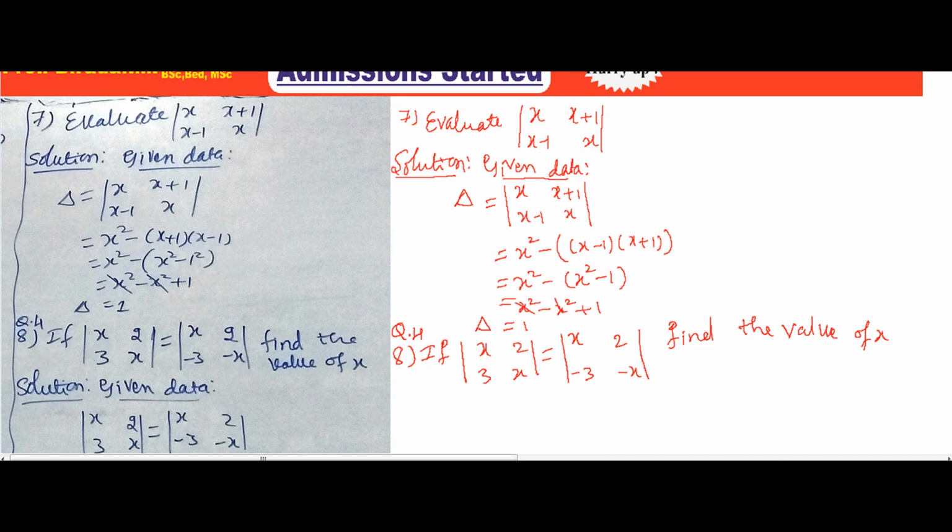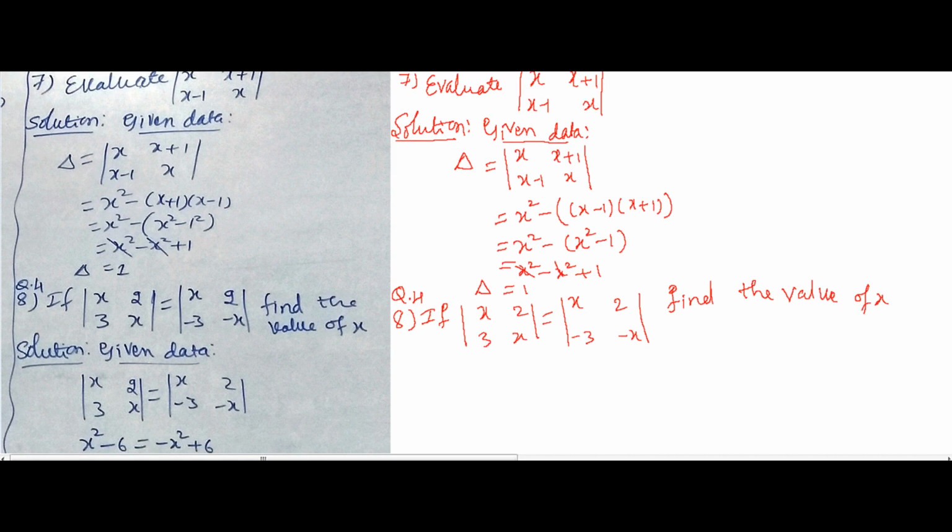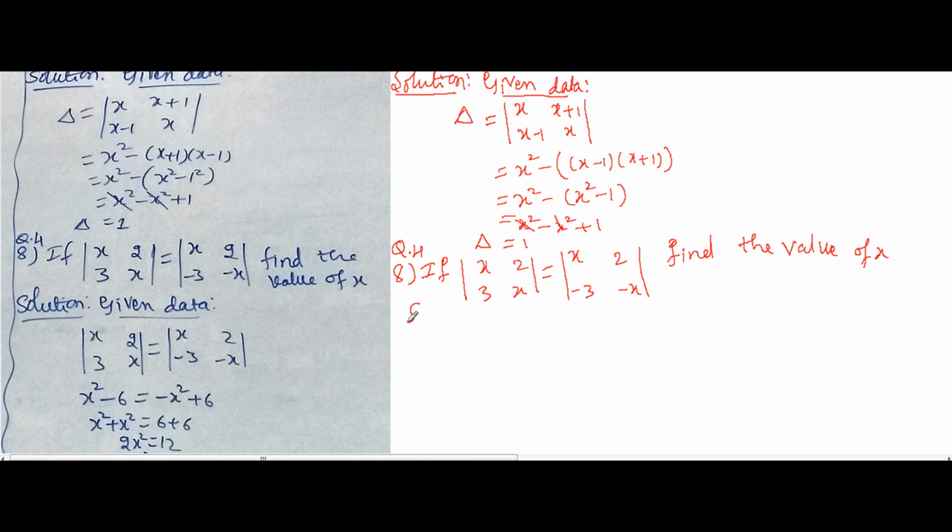So in the same fashion just you go on, do the determinant here and equals to this determinant, simplify, then you are going to get the x value. So let us solve that. Solution, mention the given data clearly, given data. So he has given, that is determinant of what he has given, x 2, next 3x, which is equals to, that is x 2, next is minus 3 minus x.